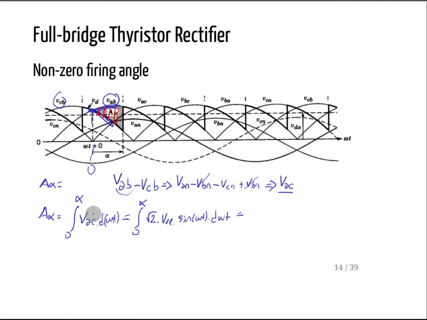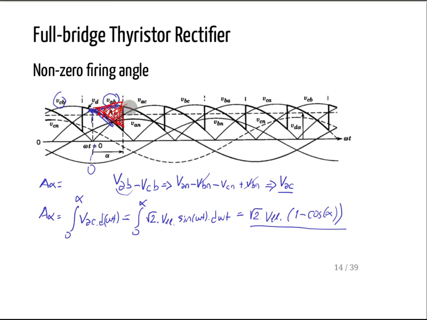So if you just take the derivative of sine, it is minus cosine. We did it many times, and let's take those constants outside, VLL times, so it is minus cosine alpha minus minus cosine 0, which is 1, so it becomes 1 minus cosine alpha, right? But this is not the average voltage. This is that area lost, okay, due to late firing angle.